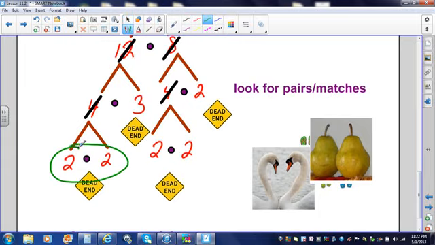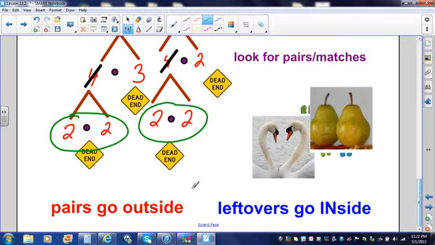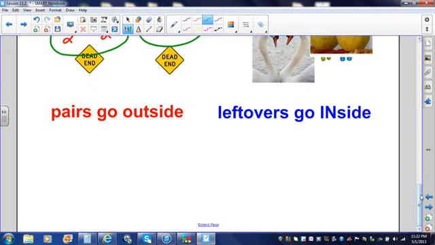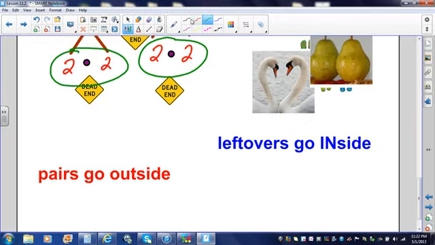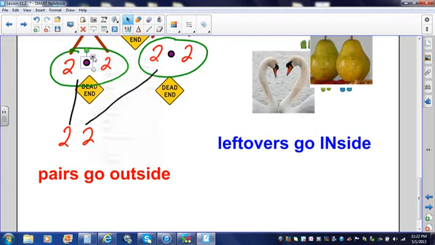I have a pair of 2's here. I have a pair of 2's here. So remember, your pairs go on the outside. So I have 2 pairs of 2, so I have a 2 and a 2. Yep, thank you for reminding me. Since we've been doing multiplication, we're going to multiply those. Yep, you're right. Leftovers go on the inside.